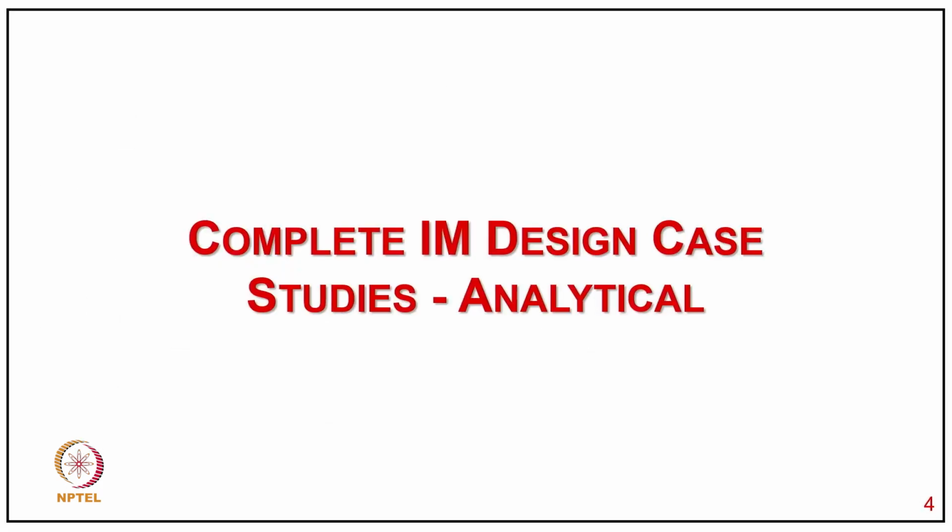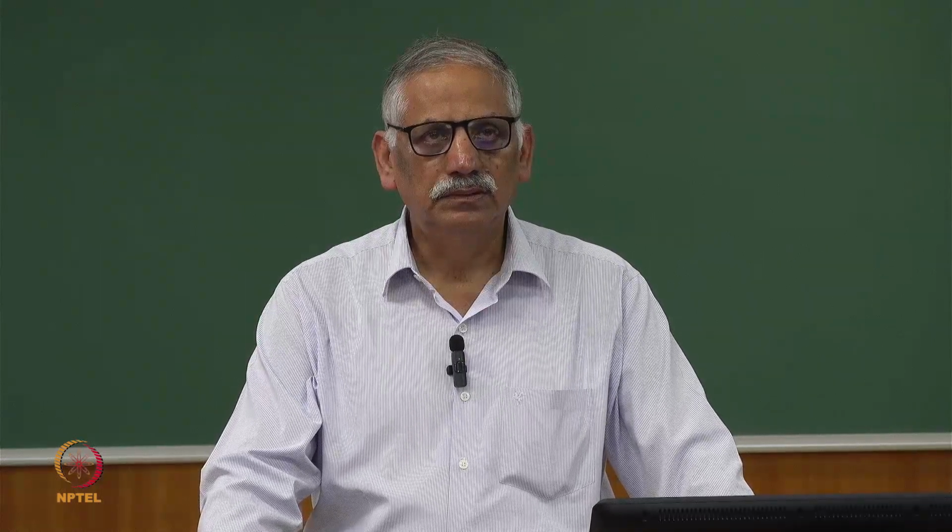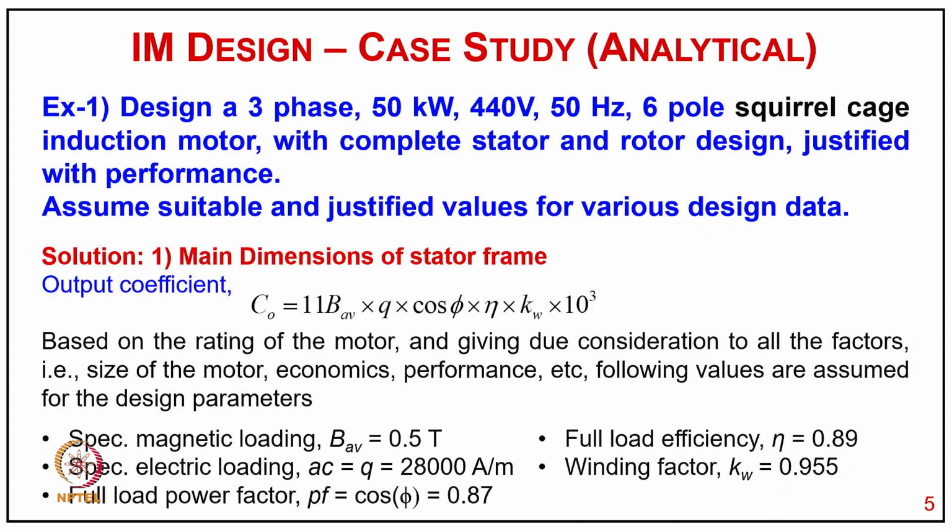So coming to a typical complete induction motor design case history as an analytical example, which consists of many parts. This is example 1 as a case study: design a 3-phase, 50 kilowatt, 440 volt, 50 hertz, 6 pole squirrel cage induction motor with complete stator and rotor design. Justify with the performance and assume suitable and justified values for design data.